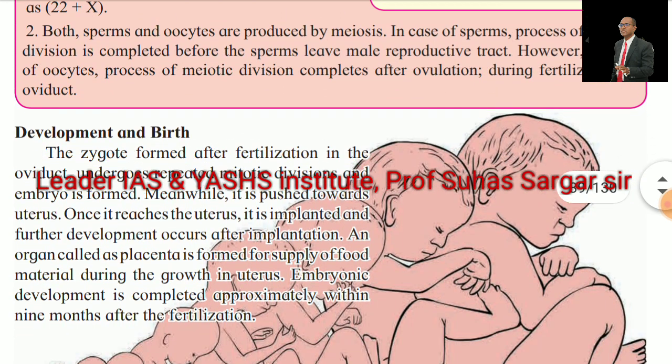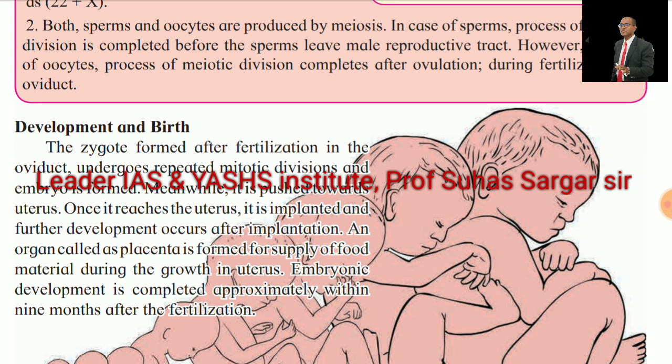Both sperm and oocyte are produced by meiosis. In case of sperm, the process of meiotic division is completed before the sperm leave the male reproductive tract. However, in case of oocyte, the process of meiotic division completes after ovulation, during fertilization in the oviduct.